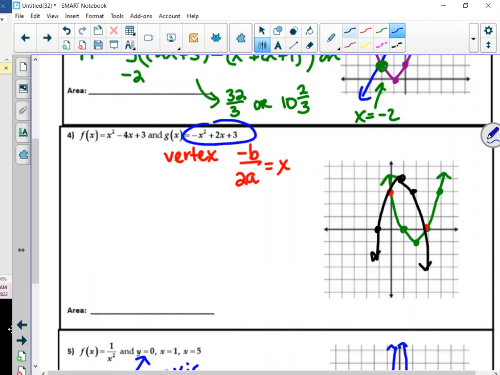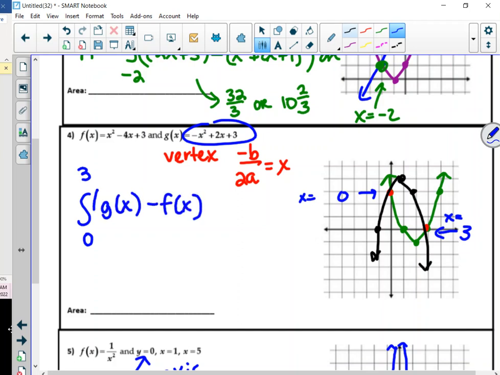Okay, so Mr. Upside Down is on the top. And my intersection points are x equals 0 and x equals 3. So 0 to 3, and in this case, using the names of the functions, g of x minus f of x. And this, weirdly enough, comes out to be a really pretty whole number. Exactly 9. Top function minus bottom function.